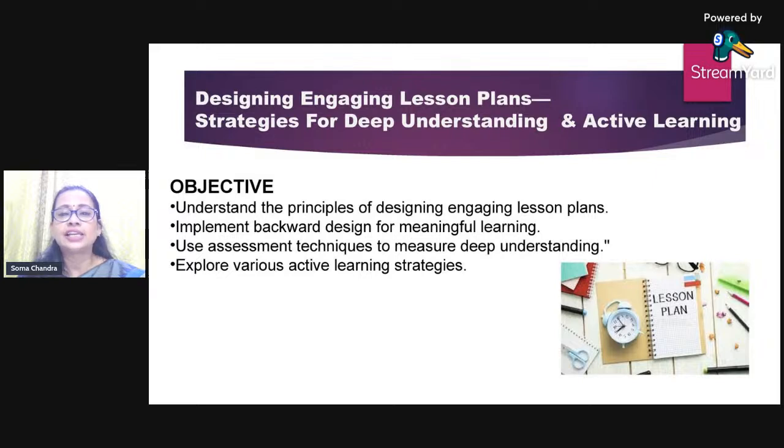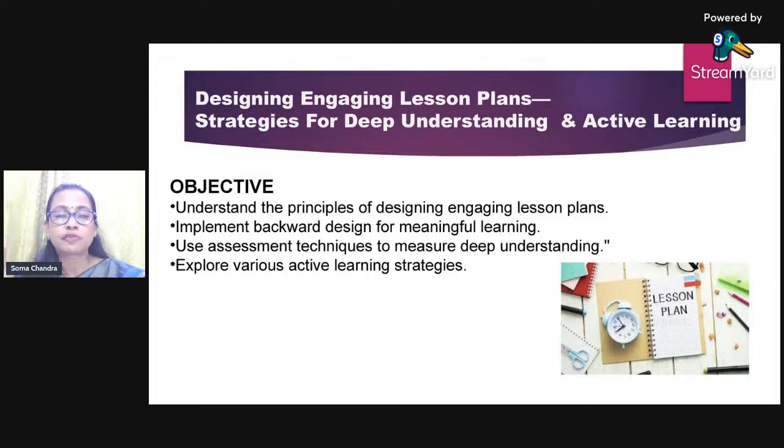So designing an engaging lesson plan ensures that students actively participate in their learning rather than passively receiving information from the teachers only. The goal is to create lessons that promote deep understanding, encourage critical thinking, and adapt to different learning styles. So today our focus will be on these objectives. Understanding the principles of designing engaging lesson plans, effective lesson plans aligning with the learning goals, the measurable learning outcomes which should be there, and implementing backward designing for meaningful learning.